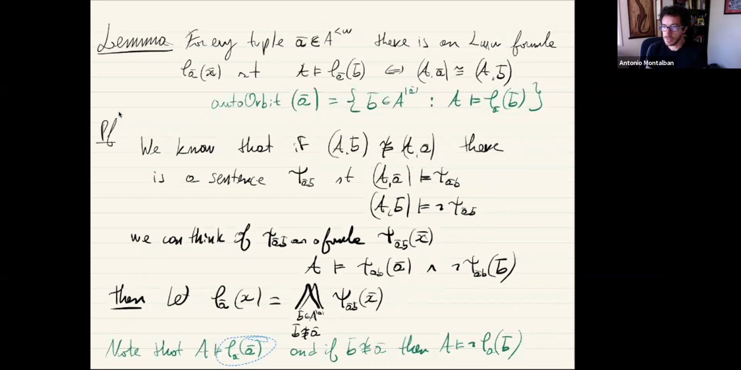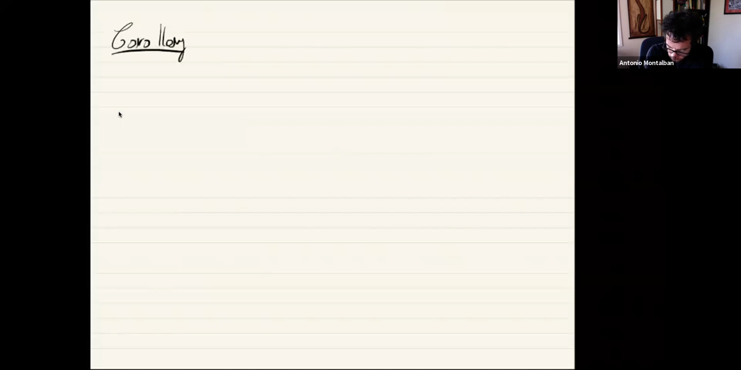Luigi, make sense? Cool. So that means for each tuple, we have a formula that is true about the tuple and everybody automorphic to it and about nobody else. And if you look here, let's prove the next lemma that we had in there. A corollary. If R, a subset of A to the k, is automorphism invariant.